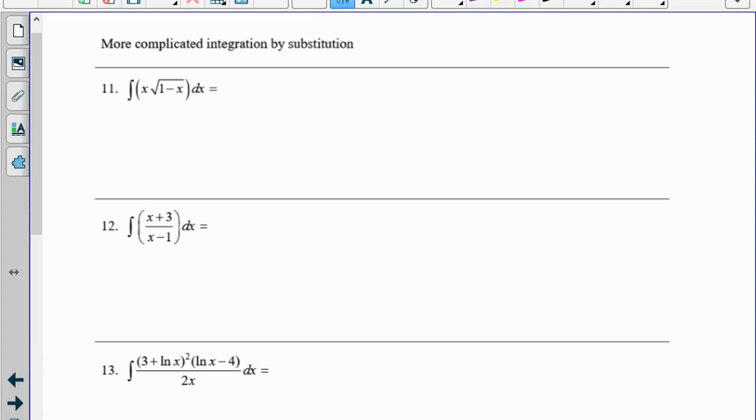Day 2 of integration by substitution, we'll look at more complicated integration by substitution, as well as some definite integrals that use integration by substitution.